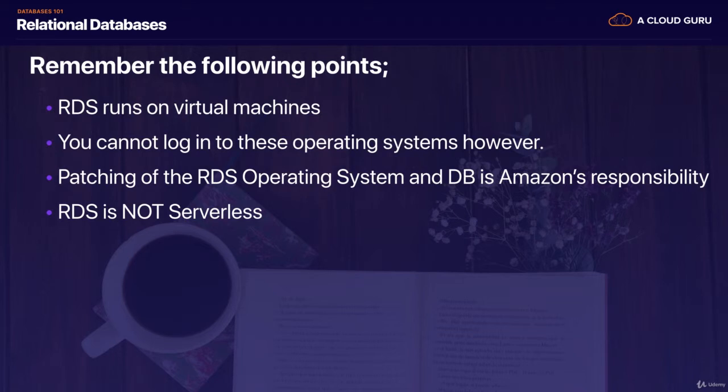Now, before everyone jumps up and down and screams at me saying Aurora has serverless, yes, that's the exception to the rule. But overall, RDS is not serverless. It does run on virtual machines, and even though you can't access them, Amazon can. So RDS is not serverless with the exception of Aurora, and we'll cover that off in the Aurora lecture. And so Aurora Serverless is serverless, but everything else inside RDS is not serverless.